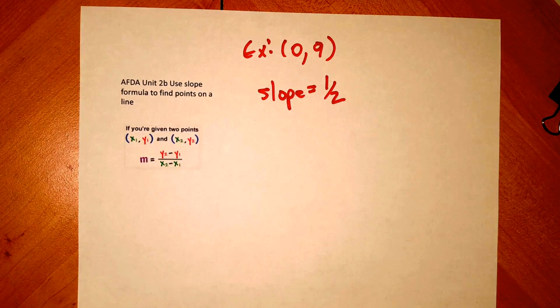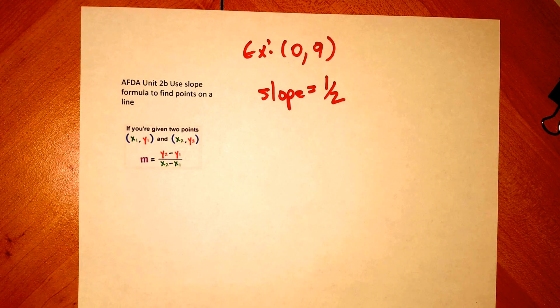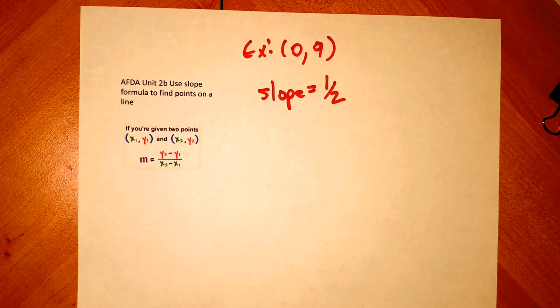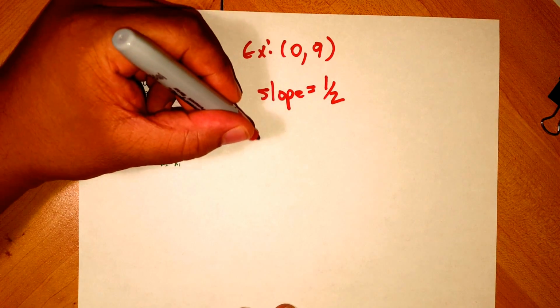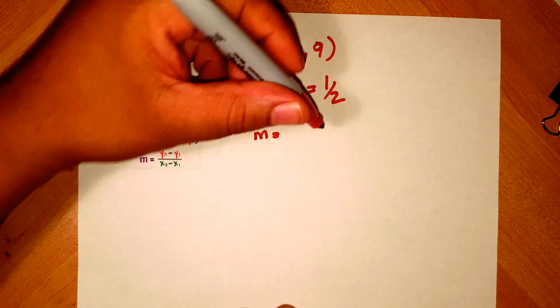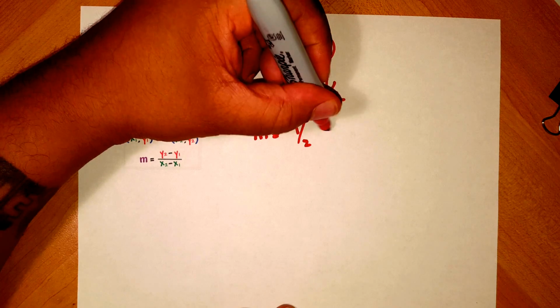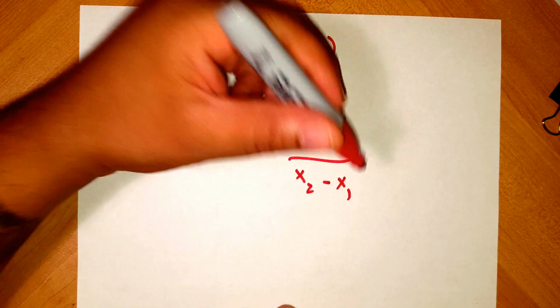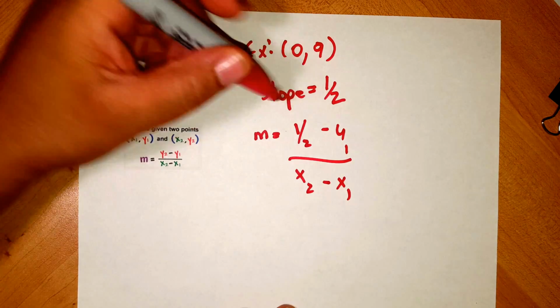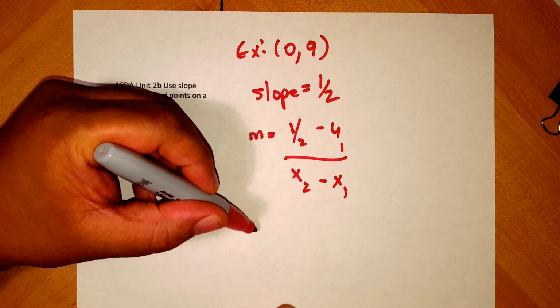So there's two ways that we can do this. We can do it algebraically or we can do it graphically. You will be required to do both, so make sure you're taking notes on how to do both. So algebraically, we have our formula. Slope m is equal to y2 minus y1 over x2 minus x1. And we know our slope is equal to 1/2, so we'll plug that in.